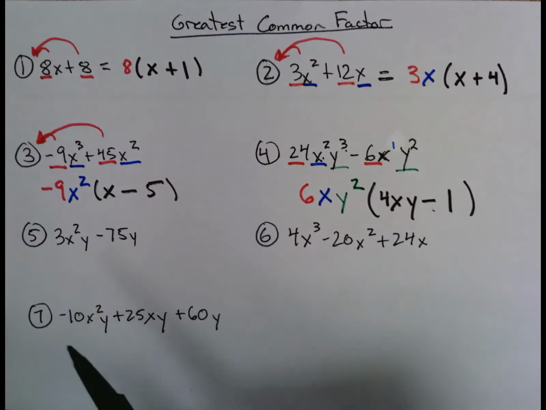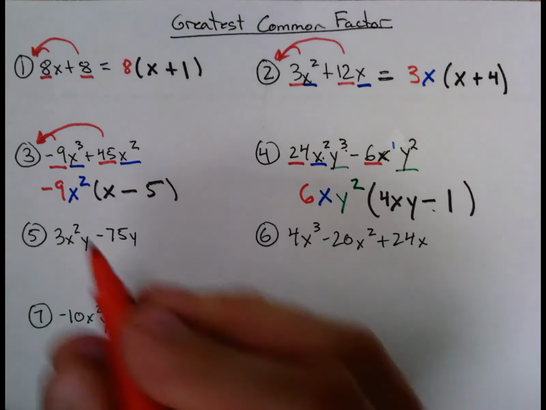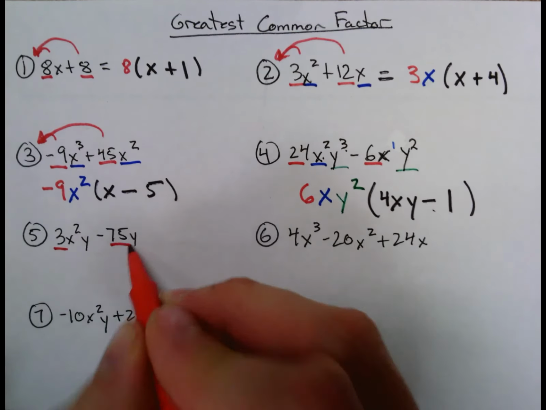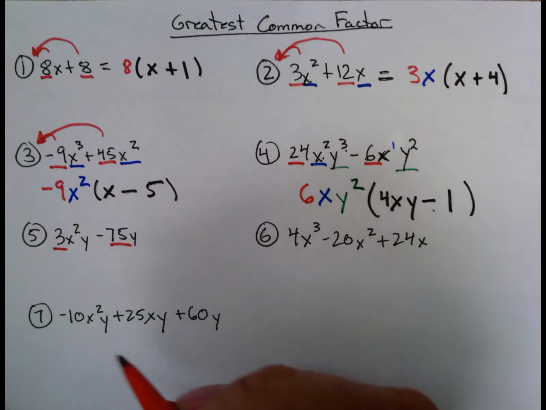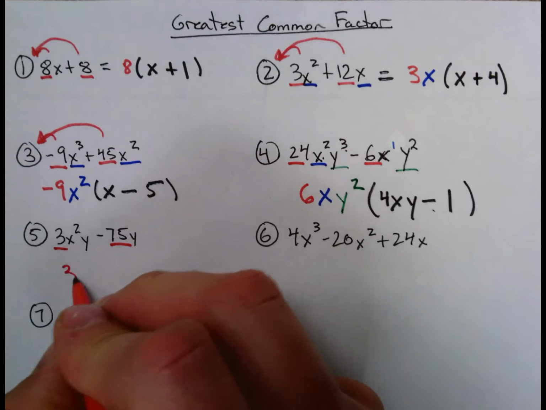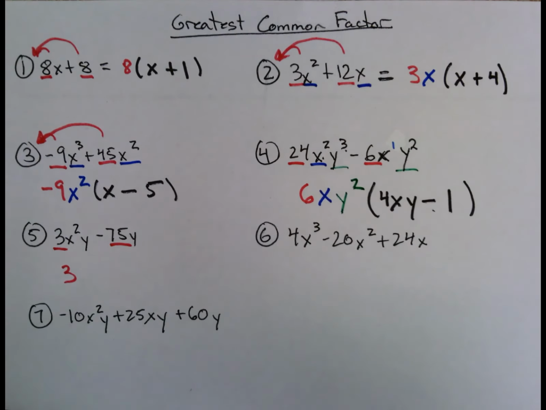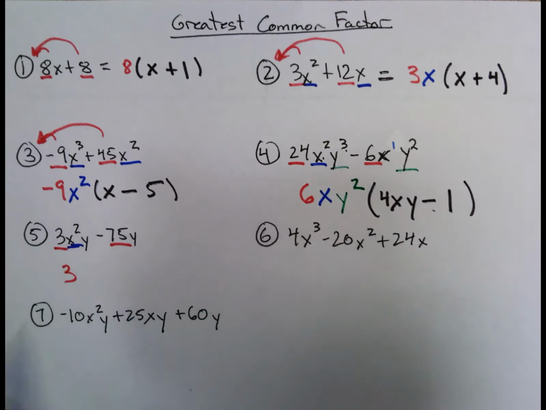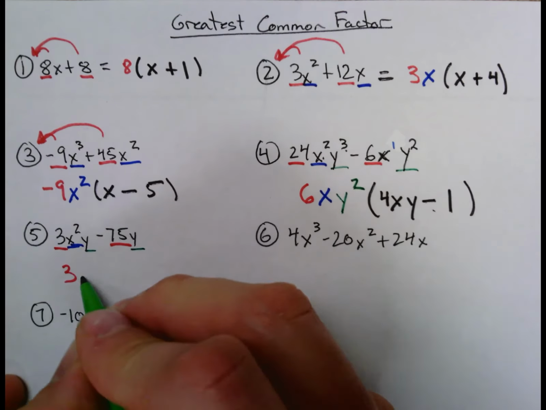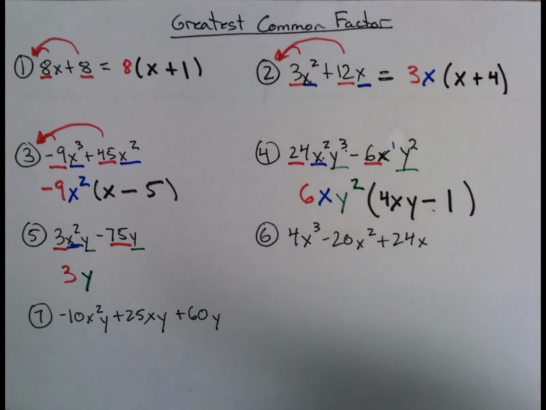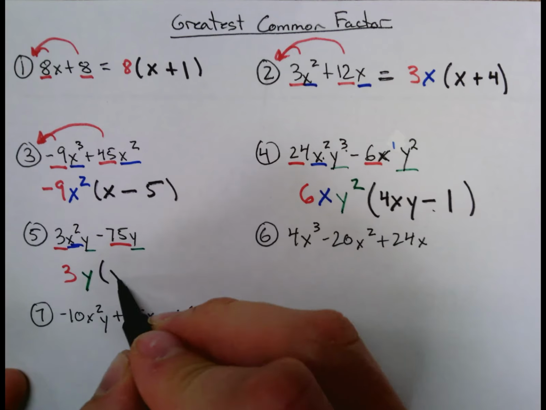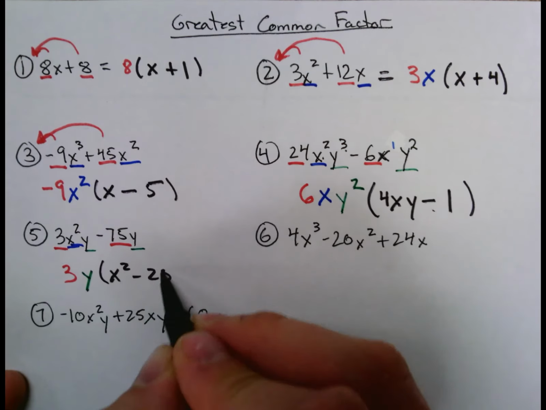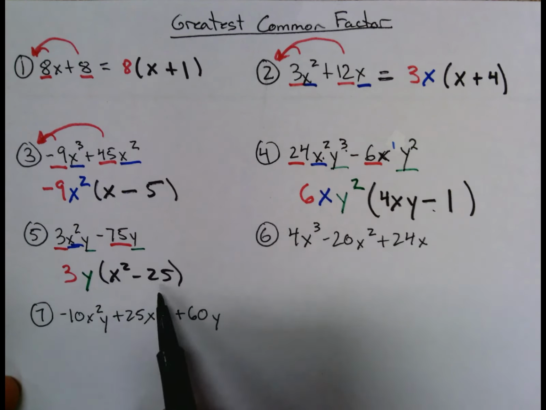Taking a look at our last 3 examples, I have a 3 and a 75. So I can pull a 3 out of both of those. I've got an x squared, but I don't have any x's in my second term, so I'm not going to be able to pull any of that out. But I do have a y in each term, and so I can pull a y out, and what you're left with is an x squared minus 25. Now that's your greatest common factor.